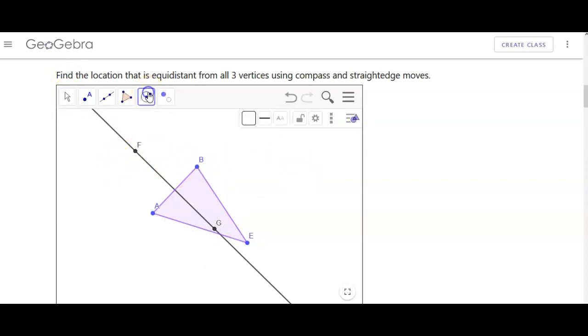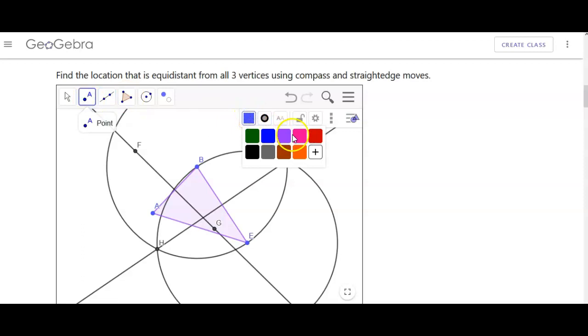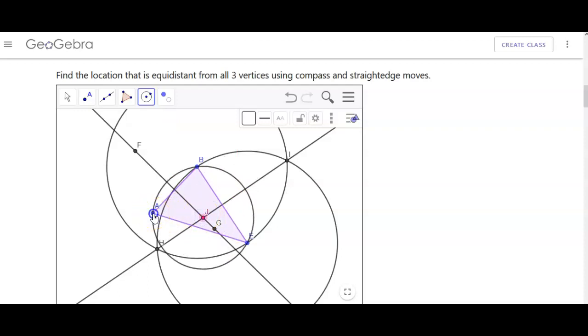So let's do the same thing with a different side. Let's find out where this perpendicular bisector is. There we go. Now, you can see where these two lines intersect right here. And I'm going to show you how you know that it's equidistant from all three vertices. If you take your circle tool, put it at that point where those bisectors meet, and you draw your circle out, it should go through A, B, and E. So that circle is inscribing that triangle.